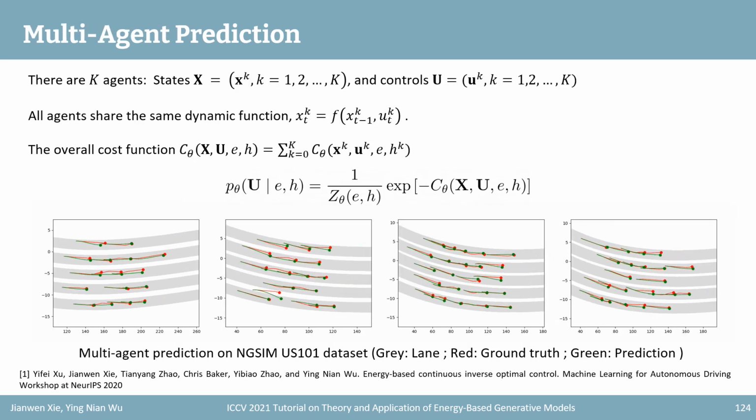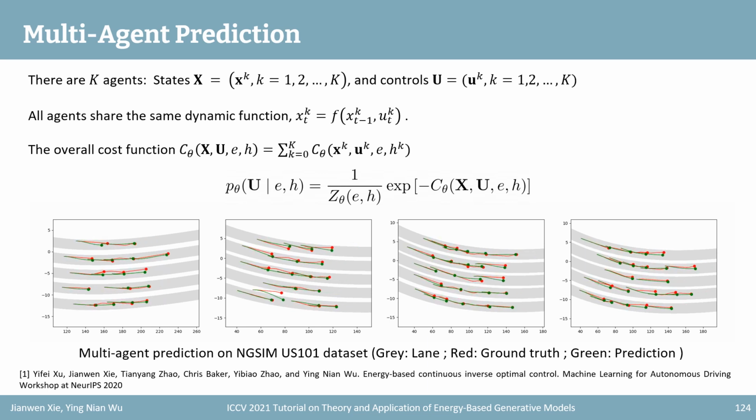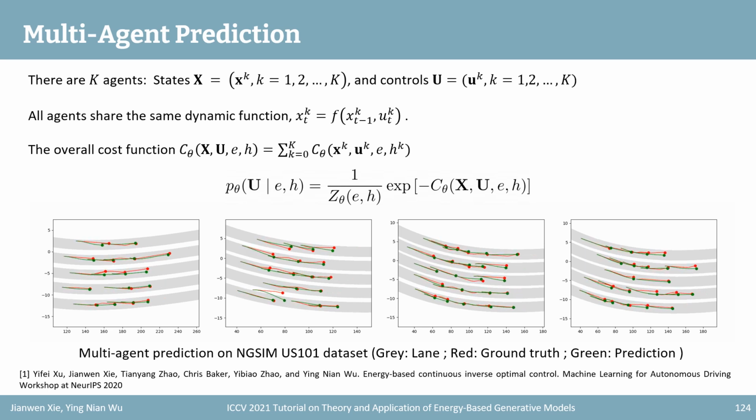The energy-based framework can be generalized to the multi-agent scenario, where there are k agents, and each agent has a trajectory. In this case, we simultaneously control all vehicles in the scene. The overall cost function is the sum of each agent. The prediction is still performed by Langevin sampling from the learned energy-based model.